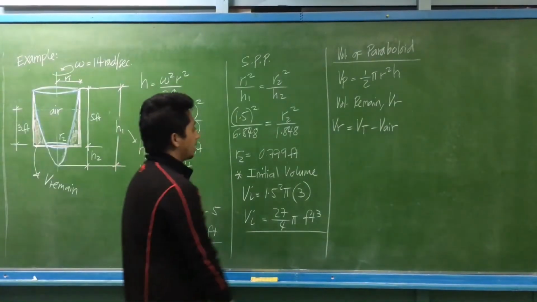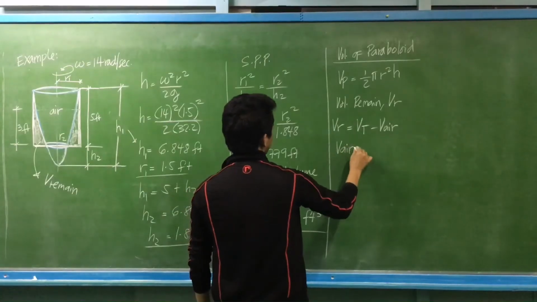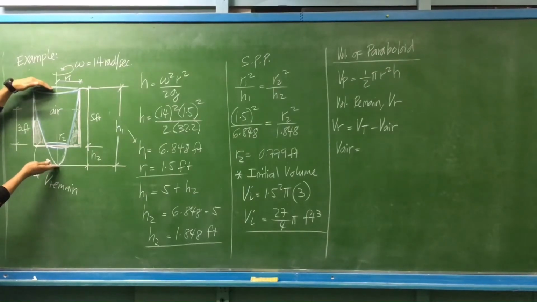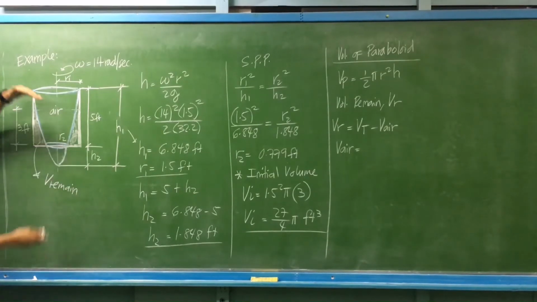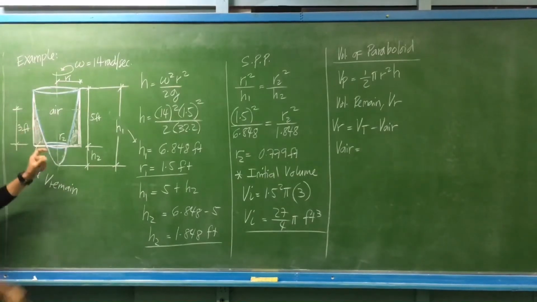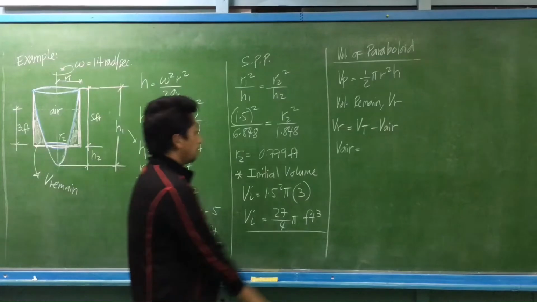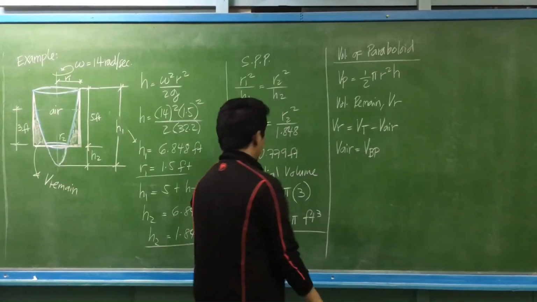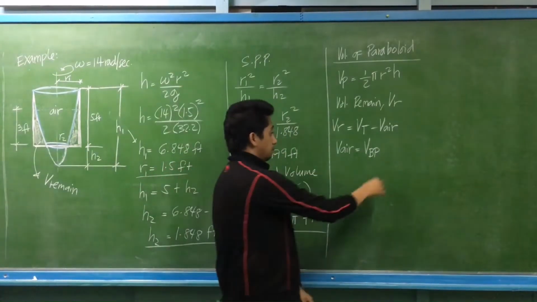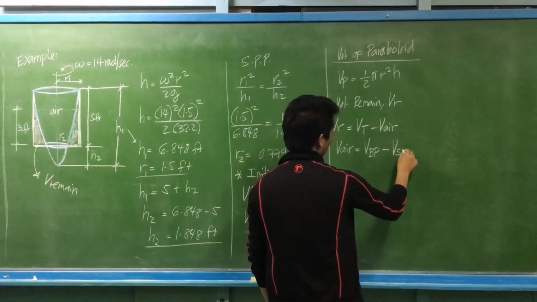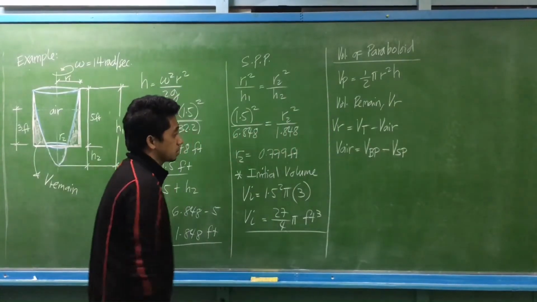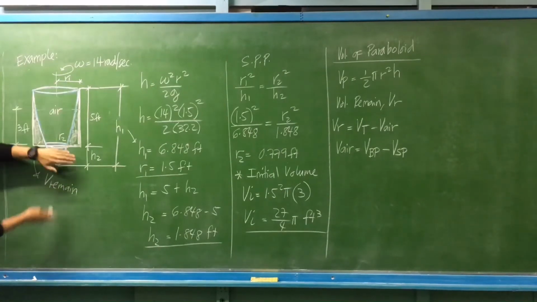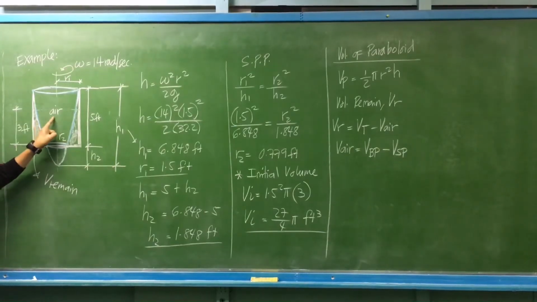How to compute for the volume of air inside the tank? The volume of air inside is the big paraboloid minus the small one. That is the volume of the bigger paraboloid minus the volume of the smaller paraboloid. Hopefully that is clear. We remove the volume of the smaller paraboloid, and that is the volume of the air inside.